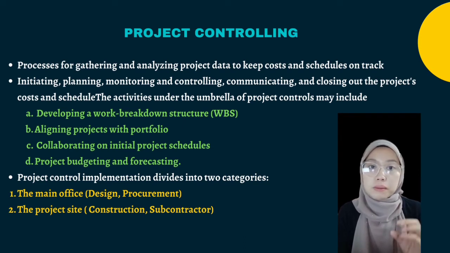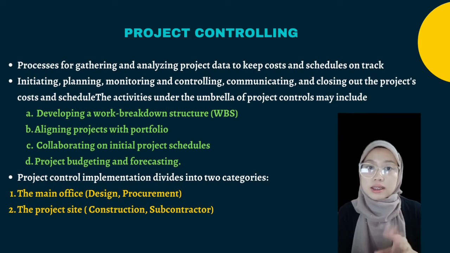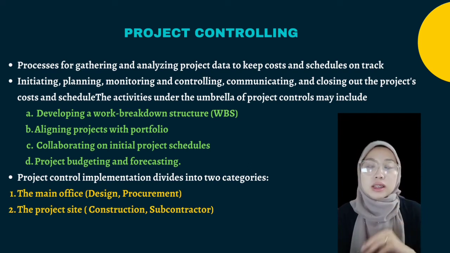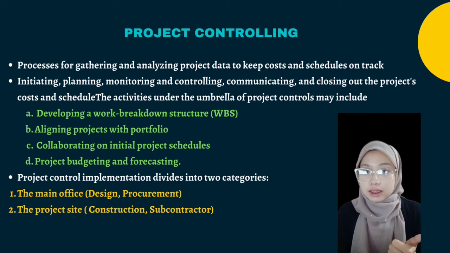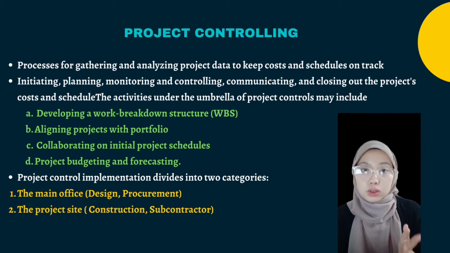The project control implementation divides into two categories, the main office and the project site. The main office is divided into two sections, which are design and procurement. Aside from that, the project site is divided into two sections, which are construction and subcontractor. The elements of project controls are classified into five categories, which include forecasting, budgeting, action plans, milestones, and tools.